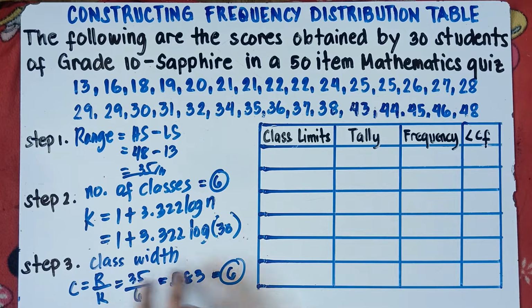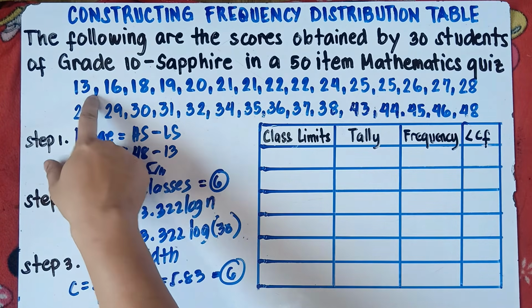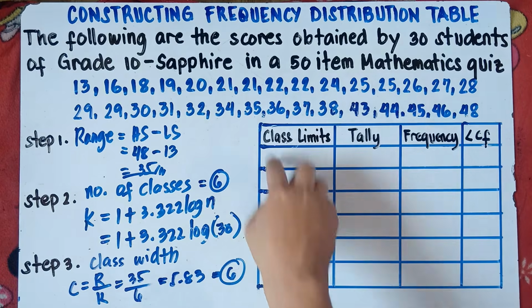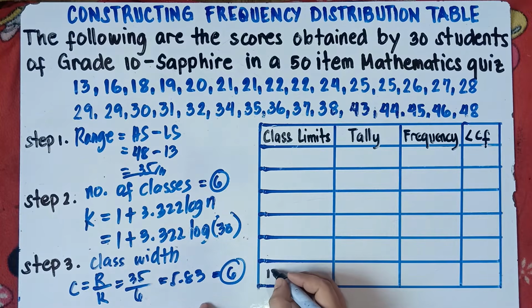Now, once you get the class width, we can now find the class limits. To find the class limits, you will start at the lowest score. So once again, our lowest score is 13. You can start on the top here, or you can start on the bottom. So let's start on the bottom, class. So this will be 13.